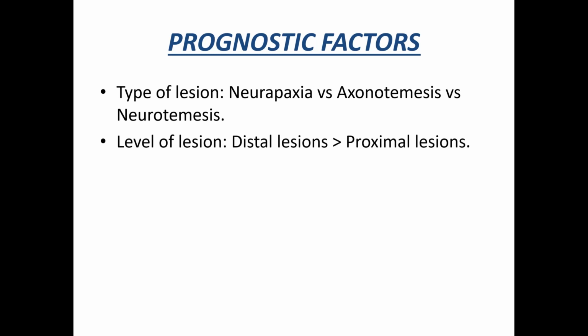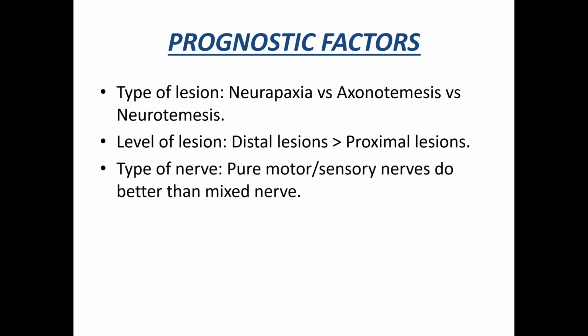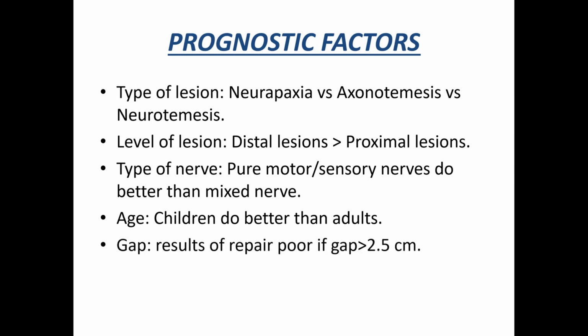Then it depends on the level of lesion. Distal lesions have better prognosis than proximal lesions because in proximal lesions, the motor march or the recovery has to reach from a site of injury which is far from the distal most innervated muscle. So in distal lesions, the distance for the recovery to the last muscle to be innervated is very small. So the recovery is better. Then it depends on the type of nerve. Pure motor and sensory nerves do better than mixed nerves. Children have better prognosis and recovery rates as compared to adults.